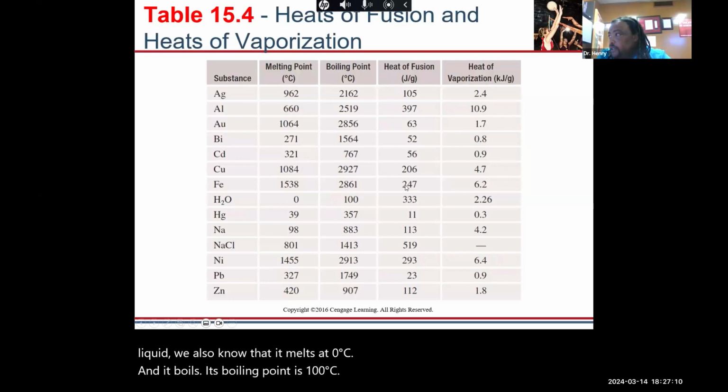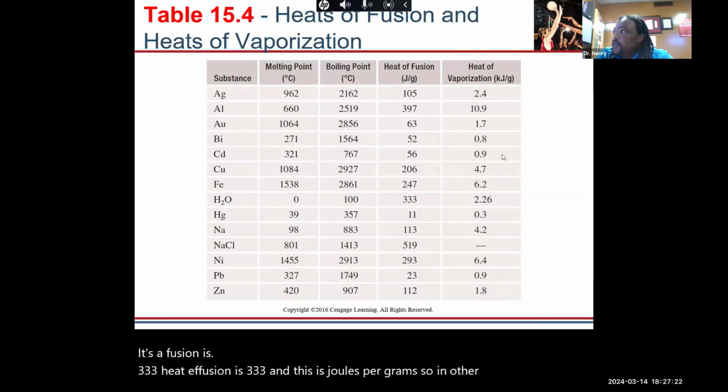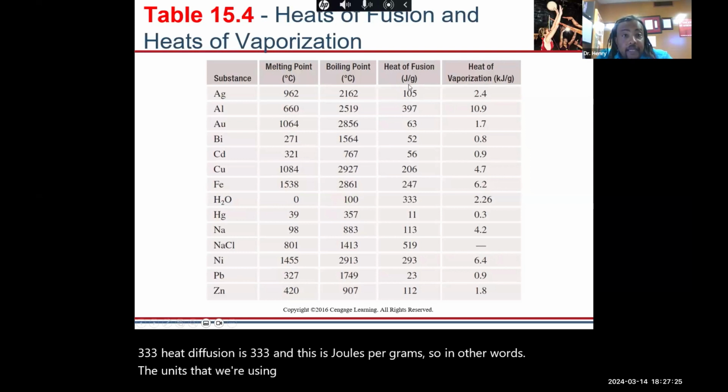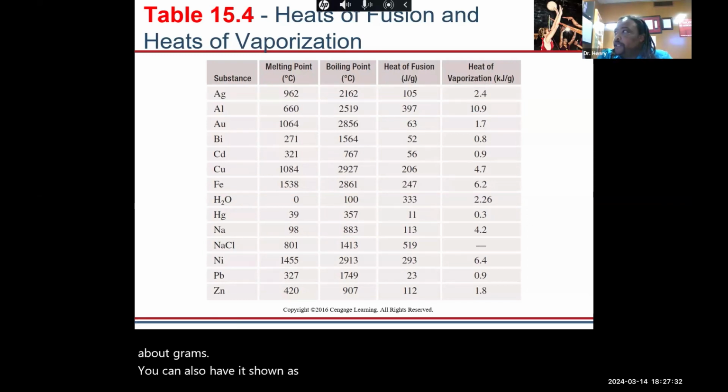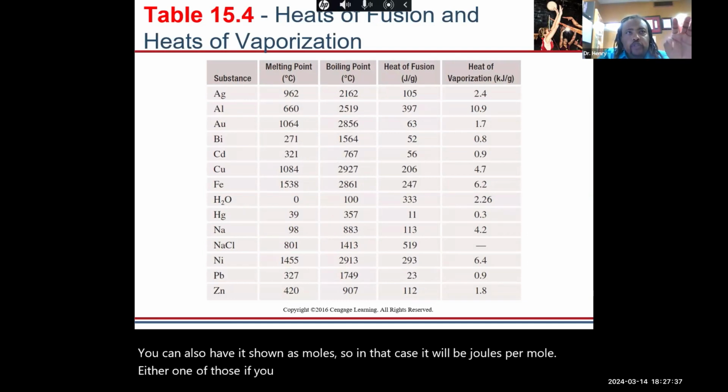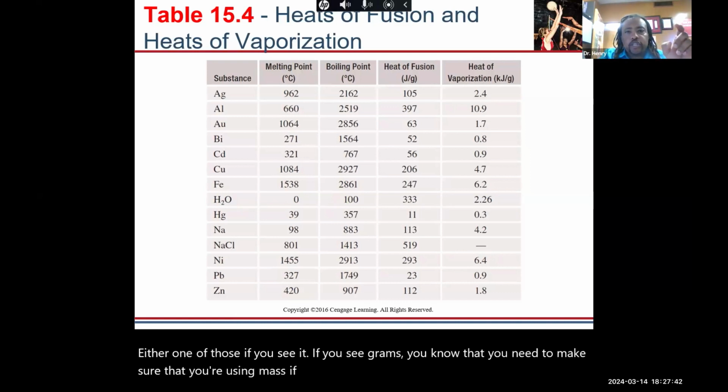Its heat of fusion is 333 joules per gram. So in other words, the units that we're using here are going to have to be mass, because we're talking about grams. You can also have it shown as moles, so in that case it will be joules per mole. If you see grams, you know that you need to make sure that you're using mass. If you see moles, you need to make sure that you're using moles. Okay, does that make sense?